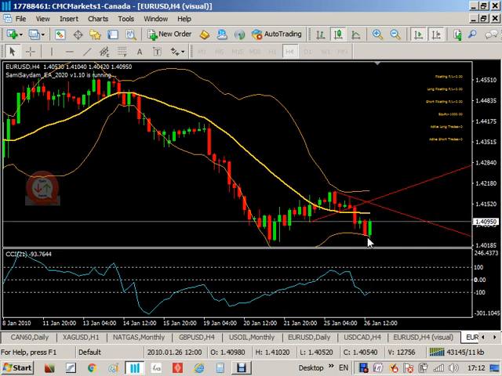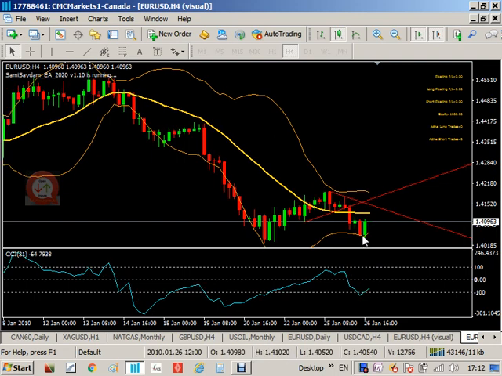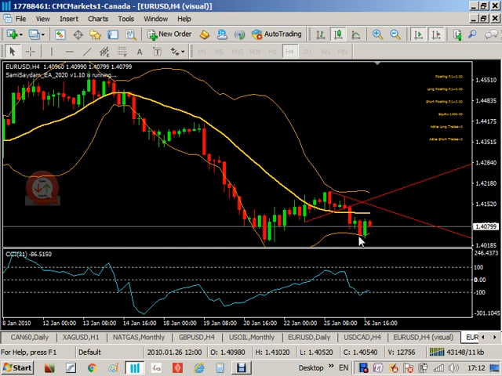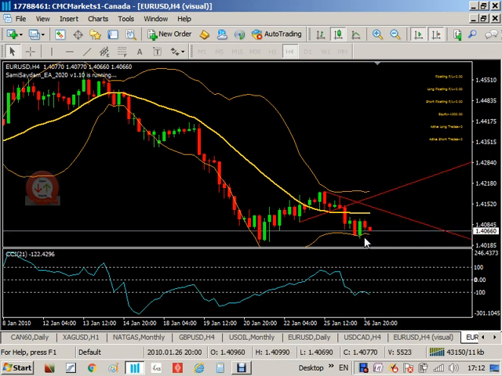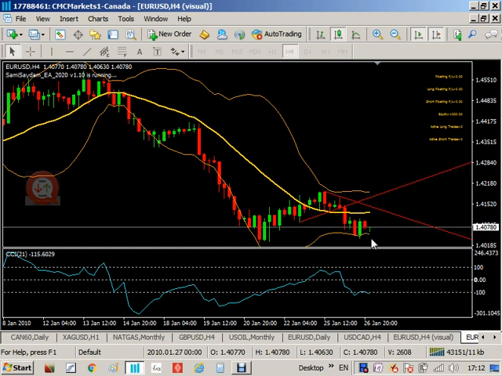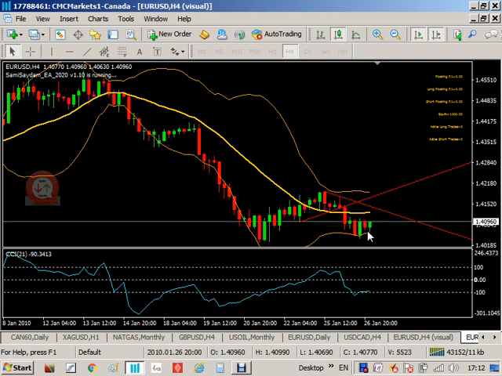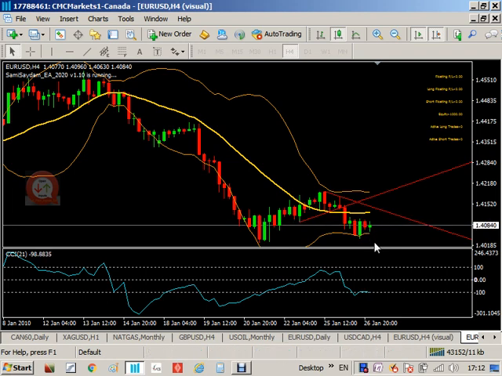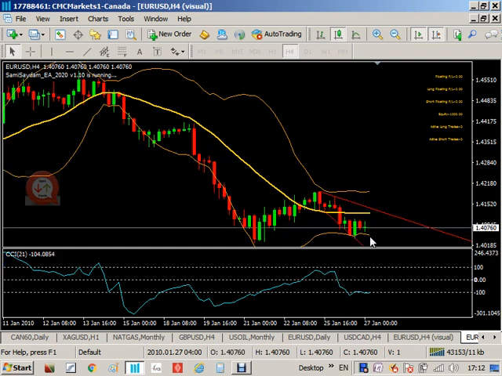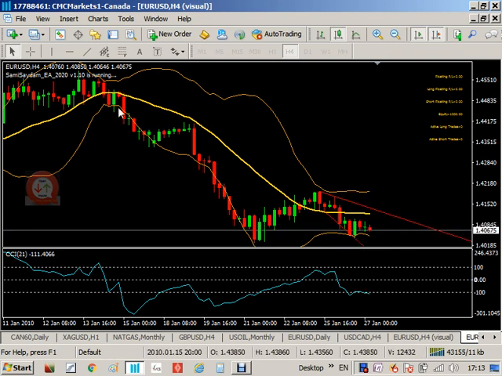Now it touches the line below. I take my profit around this area. It gives you another chance to take your profit, the short profit. Then I wait for a new buy. So we have three components: my indicator, the dynamic resistance and support, and the Bollinger Band.